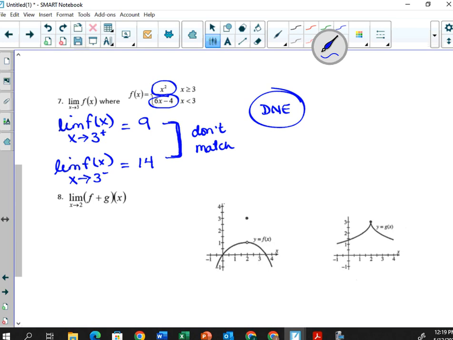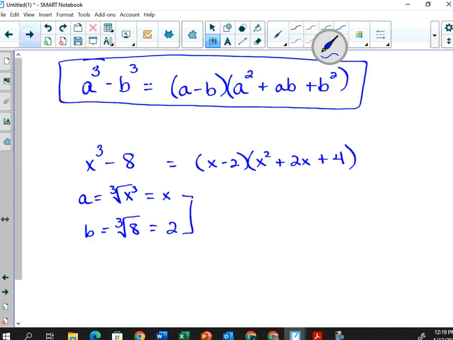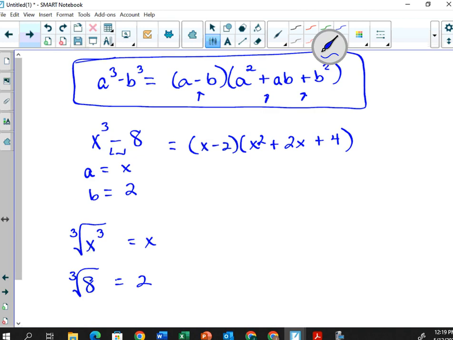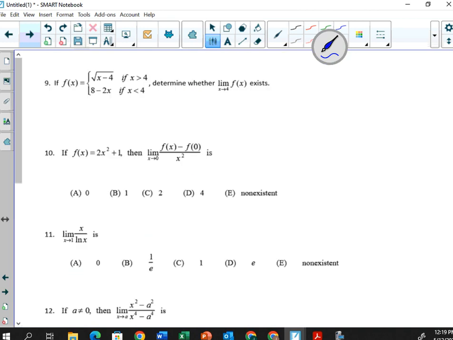All right, guys, questions on that piecewise one? Okay, turn the page. We're going to jump around a little here, guys. I know I skipped 8. You're on the right page. All right, let's look at 9.